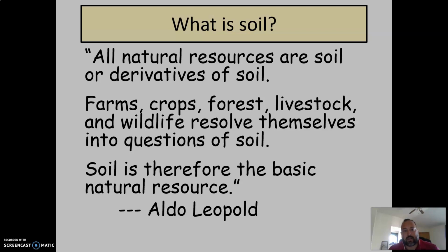And one of the things that he said was that all natural resources are soil or derivatives of soils. Farms, crops, forests, livestock, and wildlife resolve themselves into questions of soil. Soil, therefore, is the basic natural resource. Soil is the foundation of natural resources. It's everything in terms of natural resources. Without soil, without this whole process where we start everything, there is no food chain or food web. You need the soil before you get to anything else.